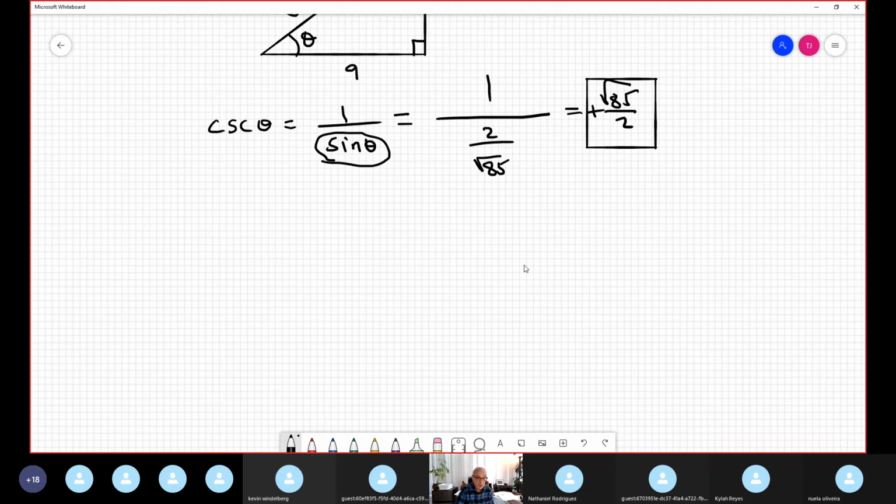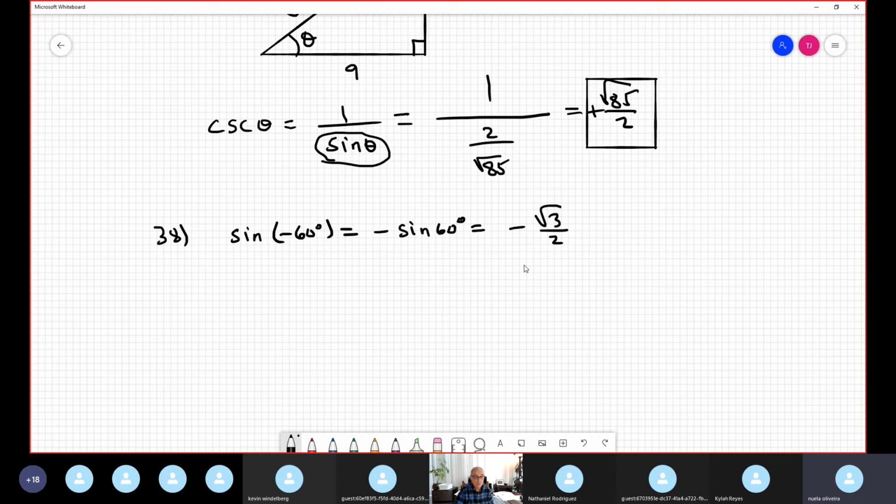Look, 39, or 38, sorry, is sine of negative 60 degrees. Remember the famous even-odd function. Sine is odd, so minus sine 60. And sine 60 is radical 3 over 2, so the answer is minus radical 3 over 2. Good? Good, Professor. If it was even, we wouldn't eliminate the negative, right?